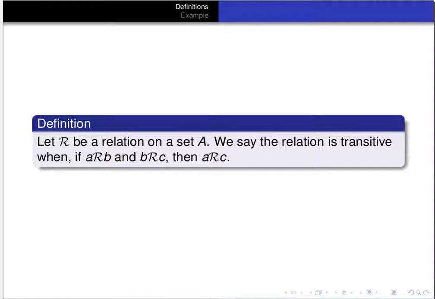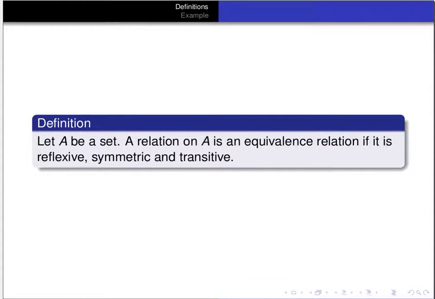Reflexivity, symmetry, and transitivity all combine together to define what's called an equivalence relation. So if A is a set, a relation on A is called an equivalence relation if it is reflexive, symmetric, and transitive.